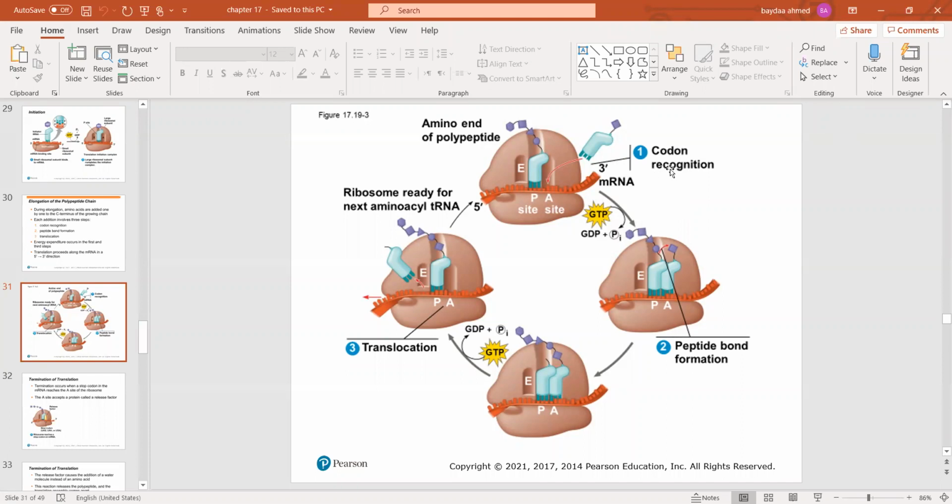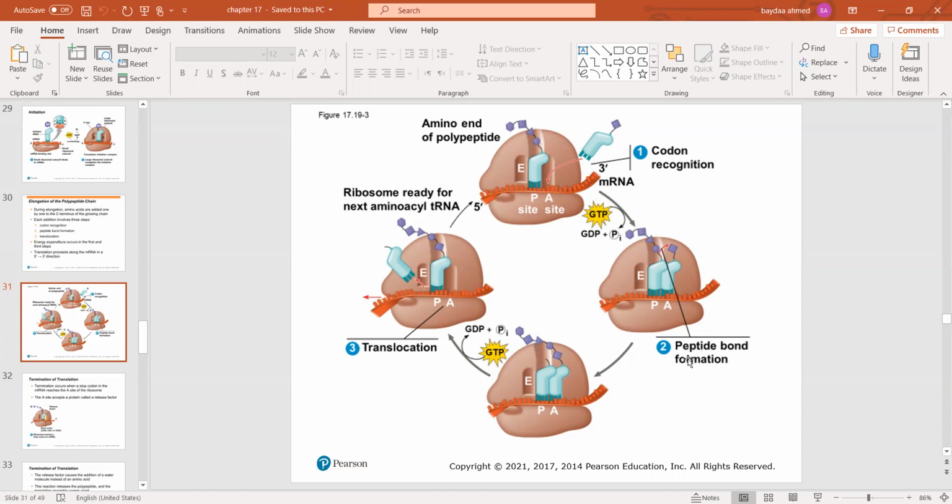In this schematic model, codon recognition: the anticodon of an incoming amino acid tRNA base pairs with the complementary mRNA codon in the A site. Hydrolysis of guanosine triphosphate increases the accuracy and efficiency of this step. Although not shown, many different amino acid tRNAs are present, but only the one with the appropriate anticodon will bind and allow the cycle to progress.